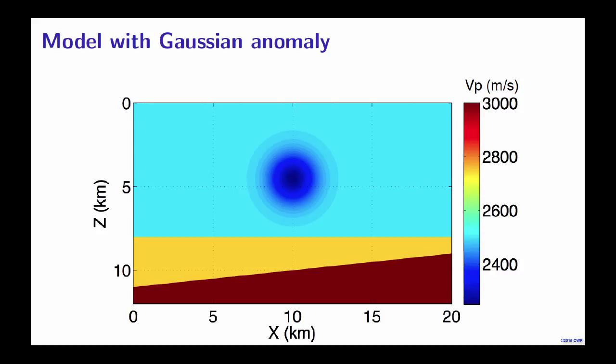To illustrate this algorithm, let us take an example of a model with a Gaussian anomaly. This was taken from Shen Wang's paper. This model has a low velocity Gaussian lens in the upper part of the model. The center of the lens has a velocity of 2.25 km per second. There are altogether 191 shots and 251 receivers associated with each shot. And there are two reflectors. The first reflector is sitting at z equal to 8 km and the second reflector has a certain tipping angle.